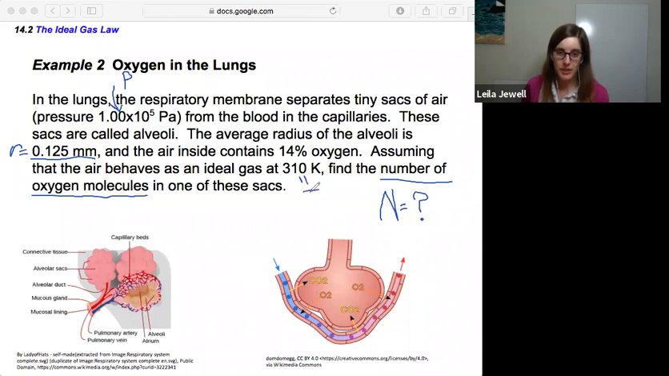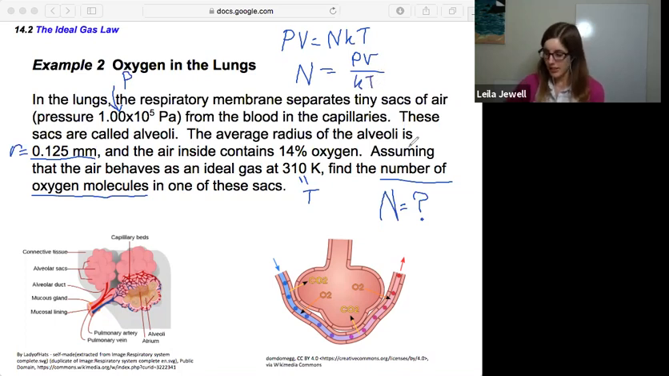That's great. Because what is that? That's our temperature. So I'm noticing we have pressure and temperature. We want to find N. This is looking like our ideal gas law with the NKT version. So PV equals capital N KT. In other words, we can find the total number of molecules in the sac if we take our pressure and multiply by our volume, and then divide by the Boltzmann constant and the temperature.